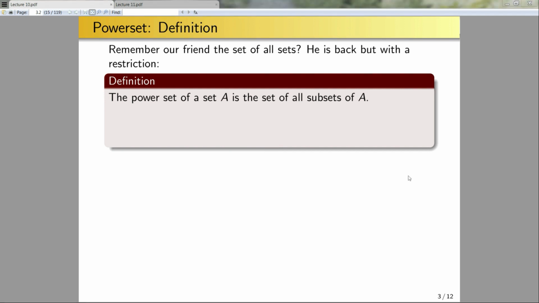Notationally, we can write that the power set of A, denoted by this curly P of A, is simply the set of all sets such that that set is a subset of A. So now with this restriction that we're talking about X as a subset of A, we avoid the issues that can happen when, say, trying to consider the set of all sets.